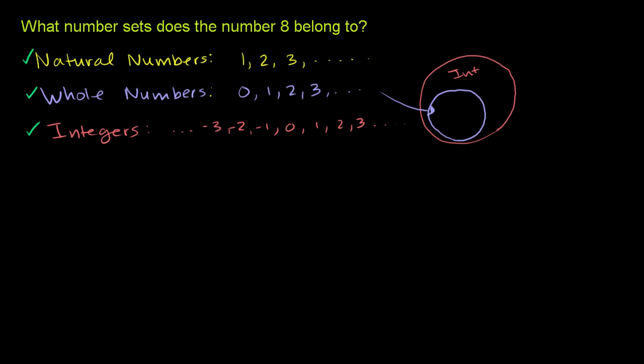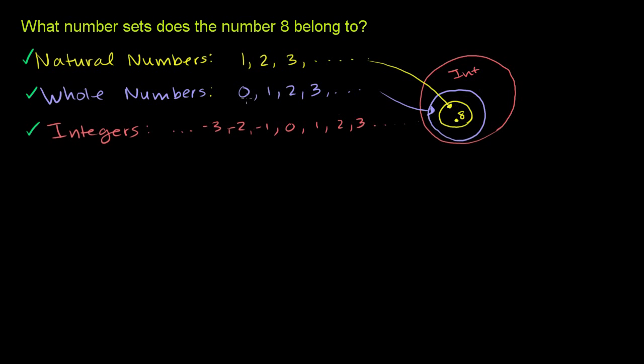So let me make it clear. This circle is the whole numbers, and then I have the natural numbers, which is a subset of that. And obviously, this isn't drawn to scale. 8 is a member of all of them. 8 is sitting right over here. So it's a member of the natural numbers, the whole numbers, and the integers.